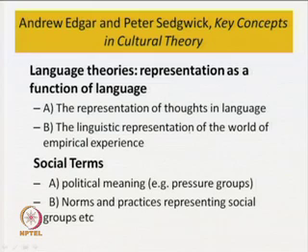a book named Key Concepts in Cultural Theory. This is another book. It's like a glossary, but it's more than a glossary really. Sometimes they give the historical development of certain terms. Nevertheless, key concepts that are used in theorizing culture are written out well in this book by Andrew Edgar and Peter Sedgwick. Now, they talk about representation in two ways.